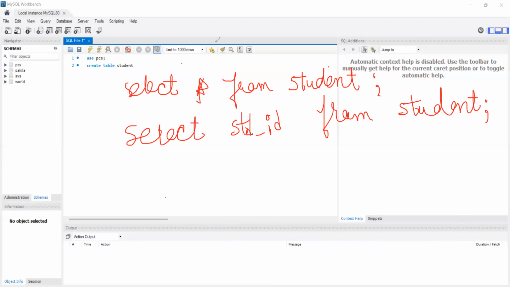Sampath, are you there? Yes, sir. Now tell me what will be the command line if I want the number of student IDs in the student table? What will be the command line? Select star from student. I want how many. How many?